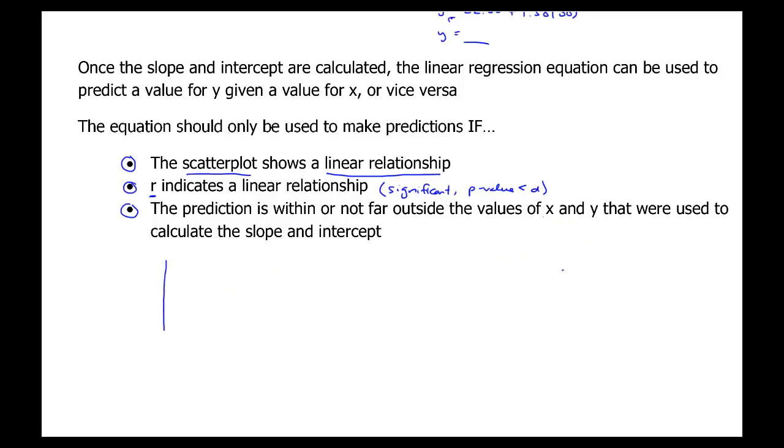So let's just say, for example, we'll just say that x goes from 0 to 50 and y, we'll say y goes from 0 to 10. And we have some points that are given as our data set. Okay. And we've calculated a line for our linear regression equation.